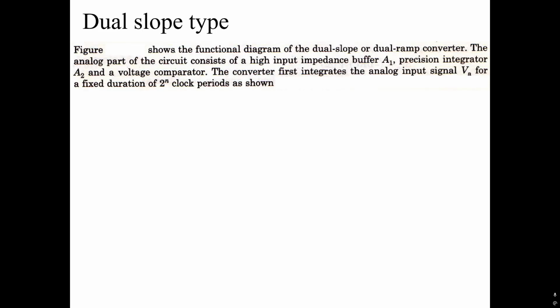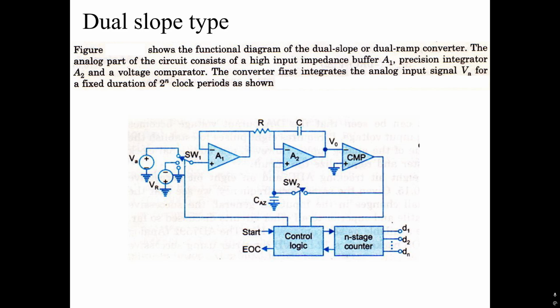There are three major types of ADC. First one is the dual slope type. The figure shows the functional diagram of the dual slope, or dual ramp, converter. The analog part of the circuit consists of a high input impedance buffer A1, precision integrator A2, and a voltage comparator. The converter first integrates the analog input signal VA for a fixed duration of 2 power n clock periods as shown.